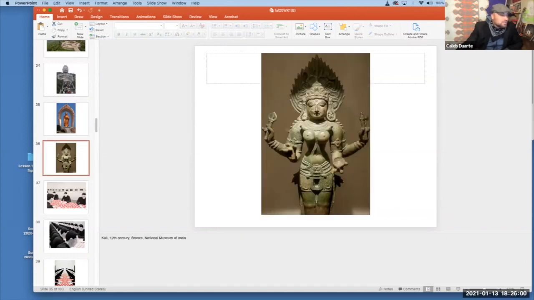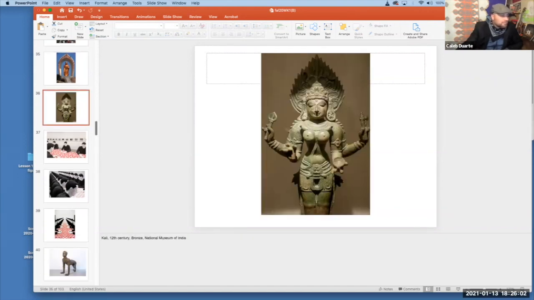Is it magical? Is it surreal? Is it, you know, more towards naturalism or abstraction? Here's another piece, a bronze piece from India, the 12th century. A little bit more sensual, right? A little bit more connected to sexuality.